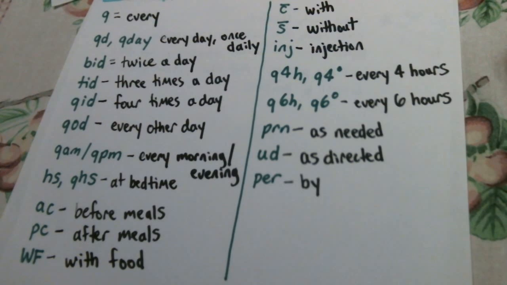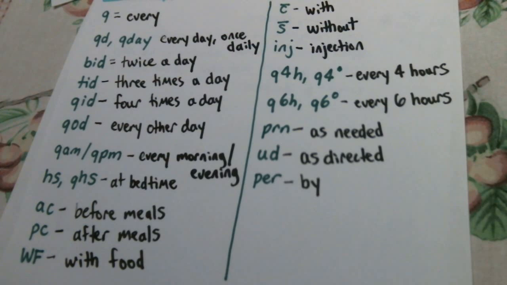At the top you'll see C bar and S bar. Sometimes you'll see these written without the bar on top, so C or S, and this means with or without. An INJ is simply an injection. And per means by, so if a medication is given per rectum, it's given by the rectum, so the patient is to insert a suppository into the rectum. And UD is simply as directed.